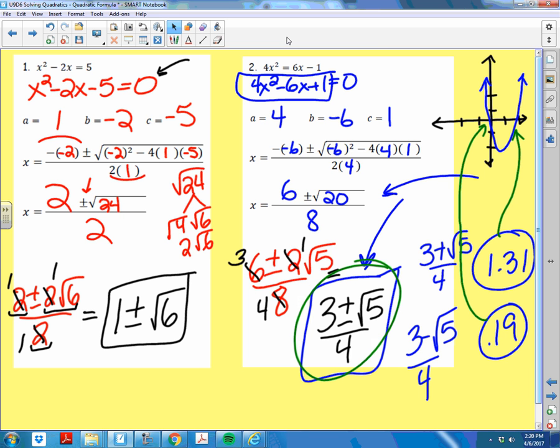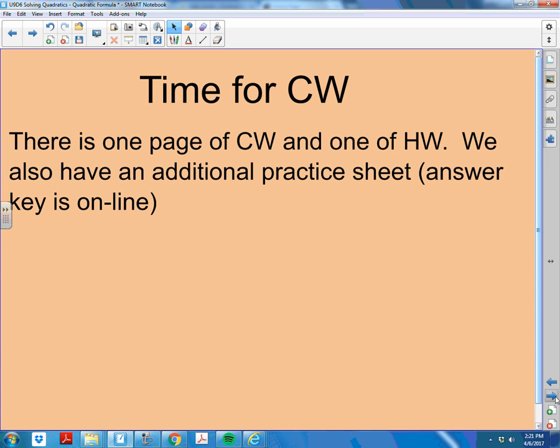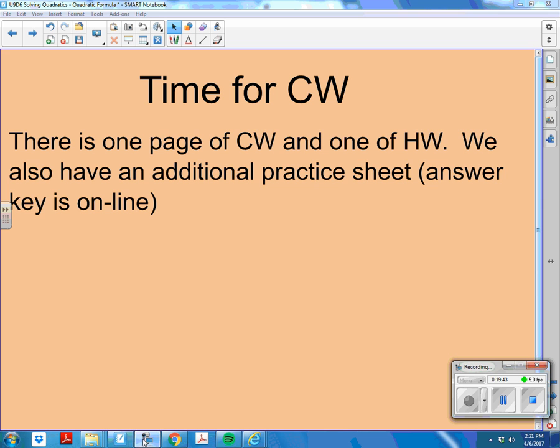Here's what I want you to do. I set up the classwork so there's only 1 page of classwork, 4 problems. Then there's 1 page of homework, 4 problems. There's also an extra practice sheet, which is in the desk next to mine if you want it. I'm not going to take it up. It's not a big deal. But I do want all 4 classworks done and checked before you move on to homework. If you have any questions, check the key, and then if you have any questions, come talk to me.